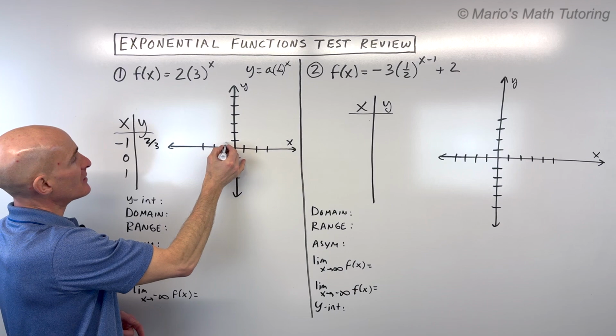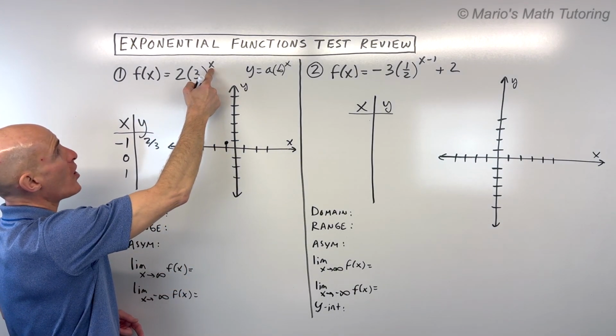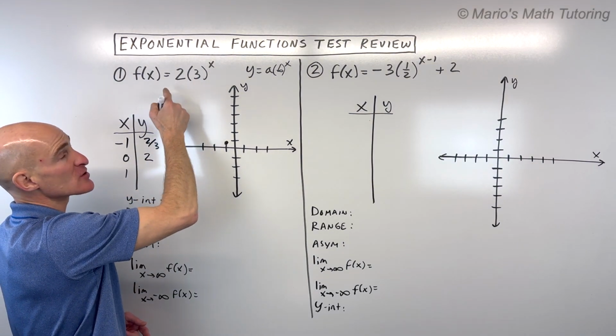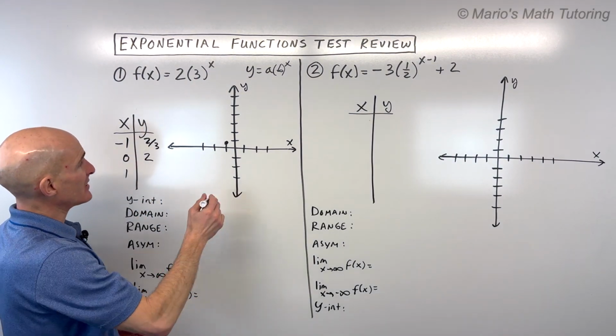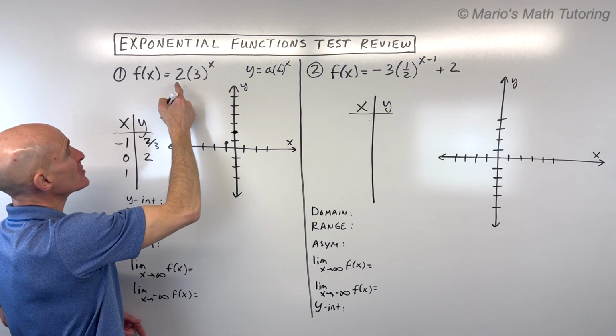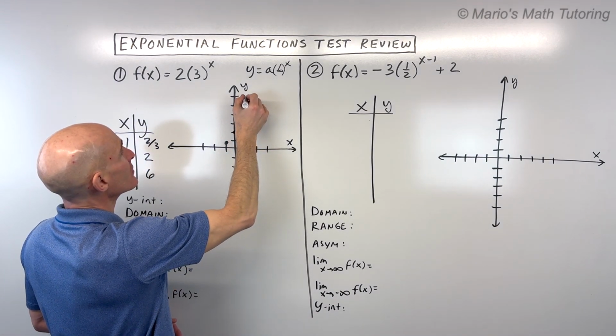So that's going to be right about here. And 3 to the 0 is 1. Anything to the 0 power is 1. Times 2 is 2. Make sure you do the exponents before the multiplication. That's a common mistake that sometimes students make. And then if we put 1 in, 3 to the first is 3. Times 2 is 6. So right 1, up 6, right about here.